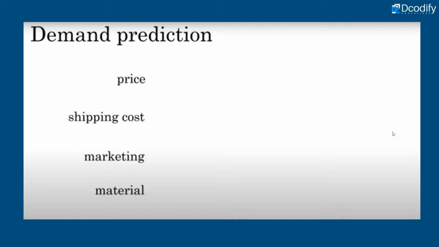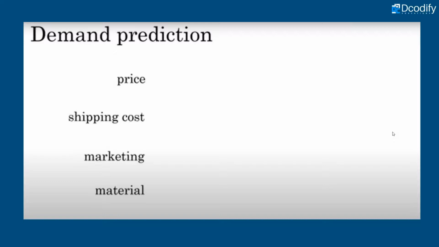So let's take a complex example. We have, let's say, price, shipping cost, marketing, and material, all those things we need to determine the demand of, say, a t-shirt. Also, by doing marketing, you are making your customers aware of the new collections that you have at your store, and the materials that you are going to use will also have an impact on the demand.